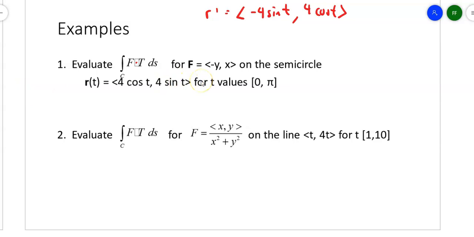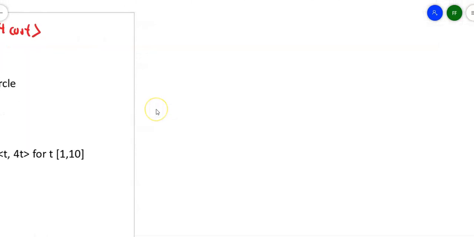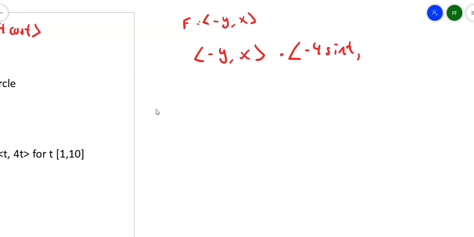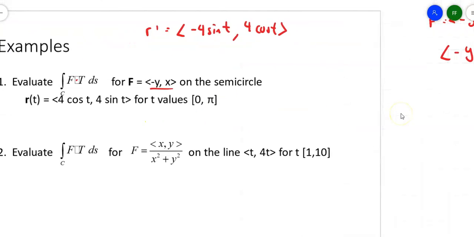So f is given over here, right? Negative y, x. And I'm going to do the dot product of that and r prime. So I get negative y, x dot the r prime we came up with, negative 4 sine t, 4 cosine t. But wait a minute, we can actually replace those y's and x's with functions of t. If it was given to us that the r function was 4 cosine t, 4 sine t, that's actually my x and that's my y.